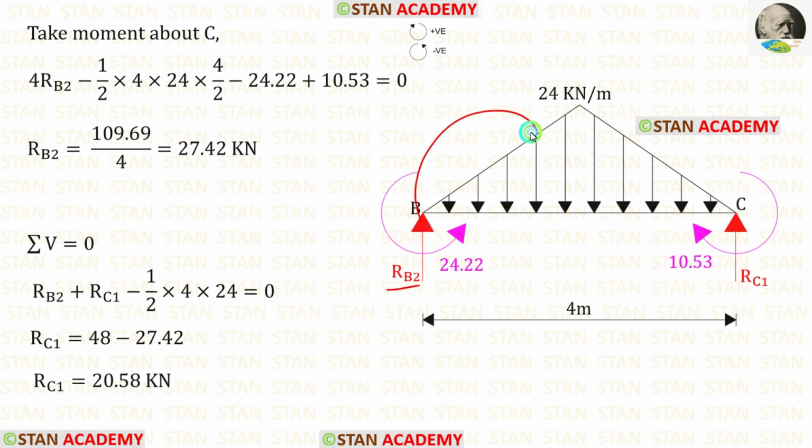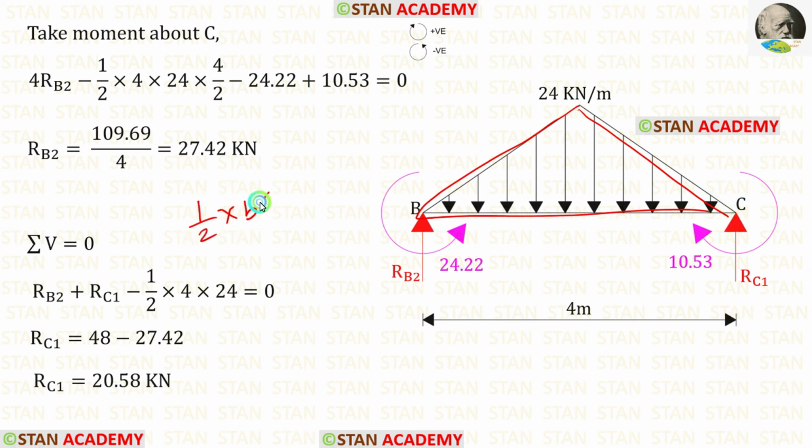RB2 is acting in the clockwise direction. So that will be positive and the distance is 4. So 4 RB2. The uniformly varying load is acting in the anticlockwise direction. So it will be negative. For this kind of load, we have to multiply the area with the centroidal distance. It is a triangle. We know the formula for the area of a triangle, half into breadth into height. Here the breadth is 4 and the height is 24.